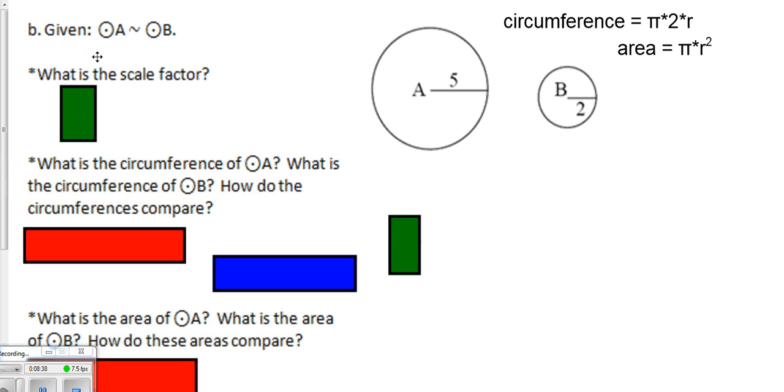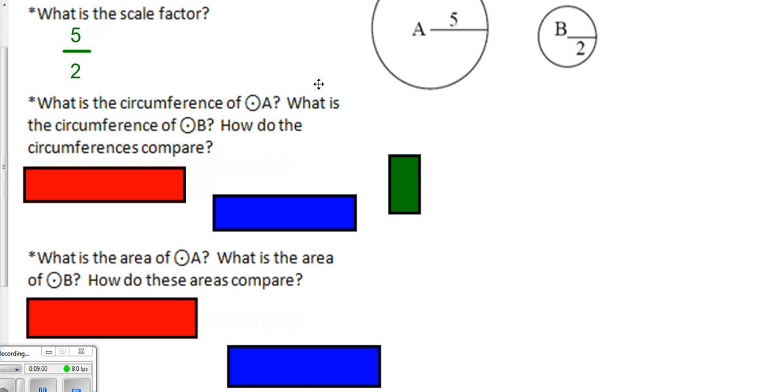I'm only going to do one scale factor this time so it doesn't get kind of messy. We're just going to go from the bigger to the smaller. Or actually, I guess it'd be from the smaller one to the bigger one. To go from B to A, you are multiplying by 5/2. This one is 5/2 as big as this one.